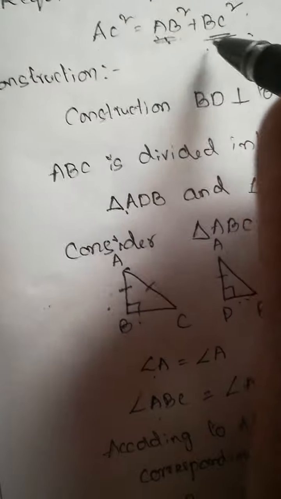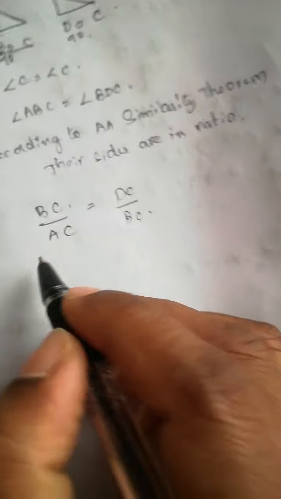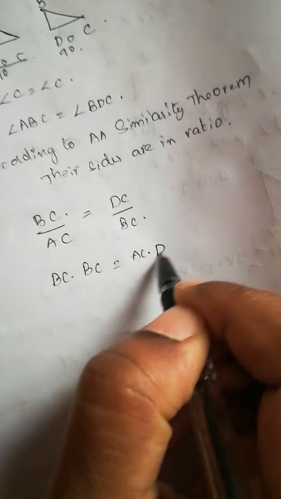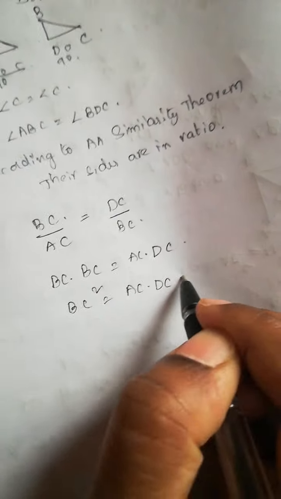Now we have to find the value of BC. So this side BC, we are taking BC by, what is the hypotenuse? AC. The same corresponding sides in this triangle. BC means, what is the base here? DC, by, what is the hypotenuse? BC. Cross multiplication. BC into BC is equal to AC into DC. BC square is equal to AC into DC. This is equation 2.